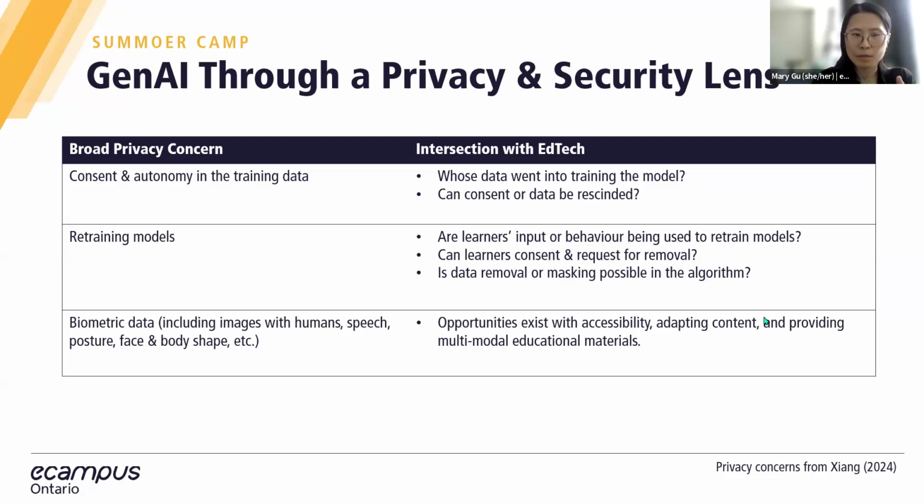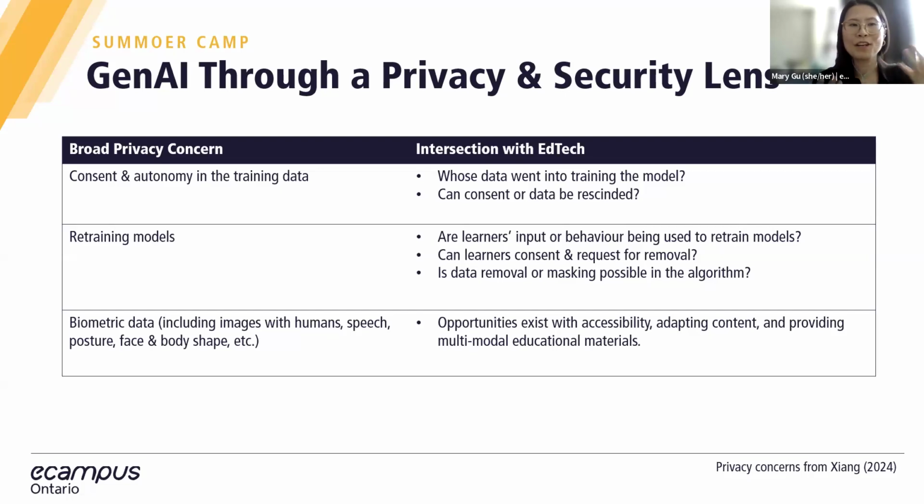Because the build of these models has some implications for the data and the kind of security concerns that may occur. The first one is probably one that most people are pretty familiar with, which is the consent and autonomy in the training data. It's also the site of several pieces of litigation right now. So what happens with that really remains to be seen. The major aspects here are whose data went into the training model and consent on the data or data being rescinded. And what does that practically mean? Given that in the privacy legislations that exist, consent and opportunities to challenge compliance are really important aspects.